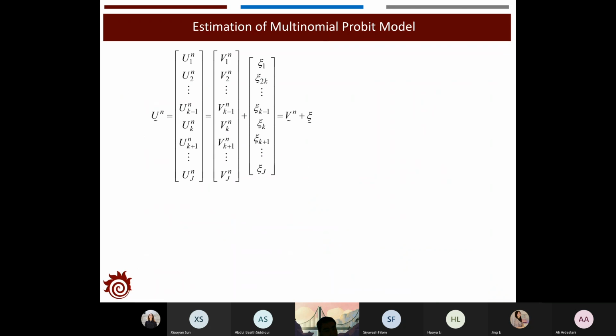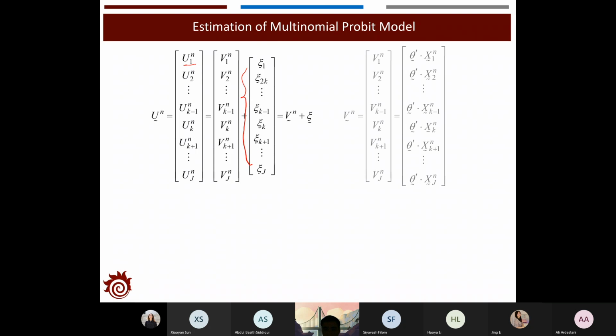And we also have the random term for each alternative. So for the first alternative, mode 1, it's v1 plus epsilon 1. Epsilon 1 is the random term. And in this case, we have j different alternatives. So we have a set of j different random terms, and they follow the multivariate normal distribution.